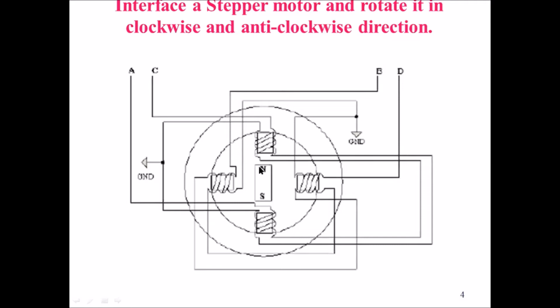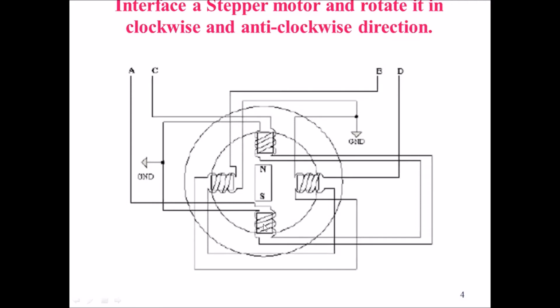If you activate the port pins in reverse order, then the motor head or the shaft direction will be reversed, nothing but anti-clockwise direction. As I told, port 0 12th pin is associated to coil A, so first it will be activated, and at a time you can activate only one pin. You cannot activate all the pins. If you activate all the pins at a time, then there is no operation. The motor head will not turn either in clockwise or in anti-clockwise direction.